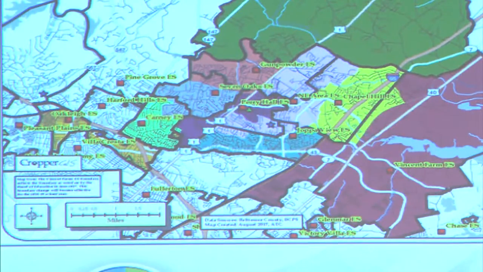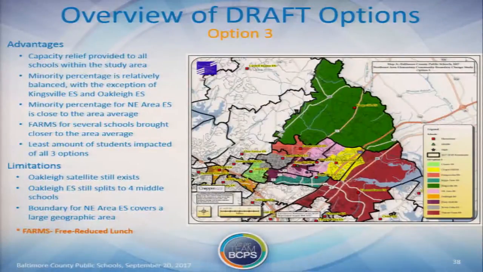The minority percentage for the Northeast area is close to the area average, and farms data are brought closer to the average. And this impacts the least amount of students among all three options.